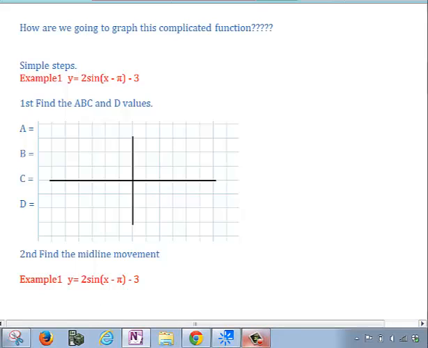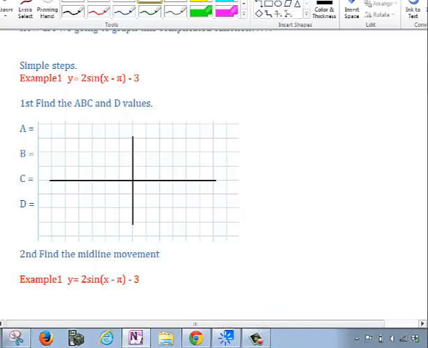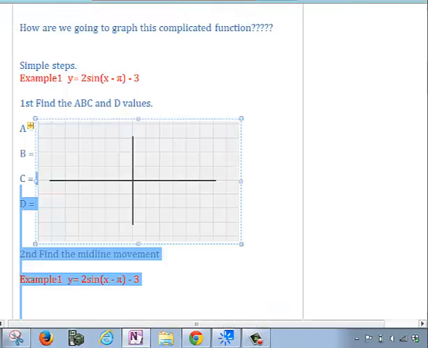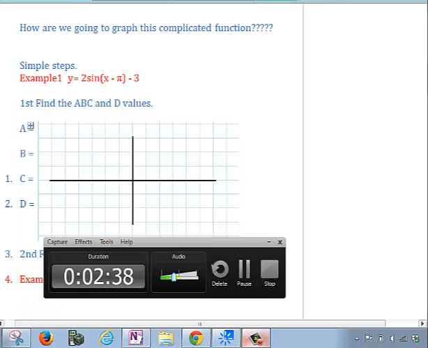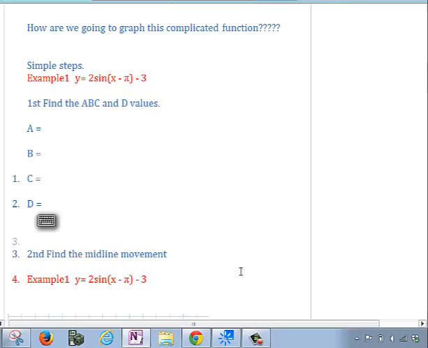So let me just move this graph around because this graph is in the wrong place. I'm going to pause the video and clean this up for a second. Okay, so we're back.